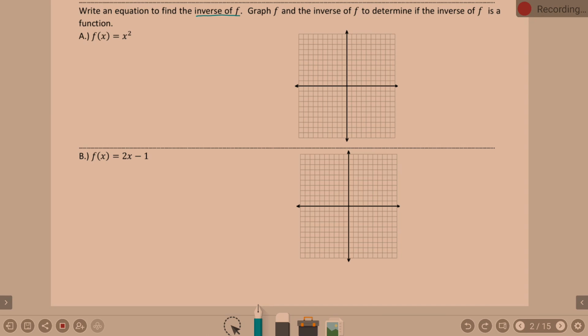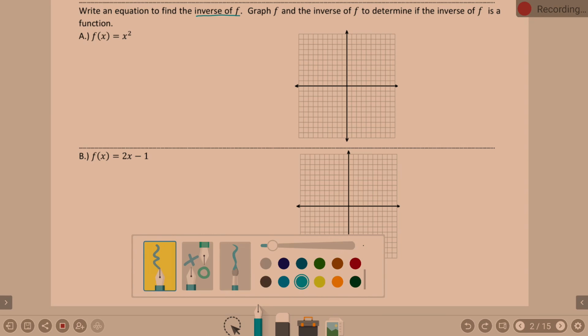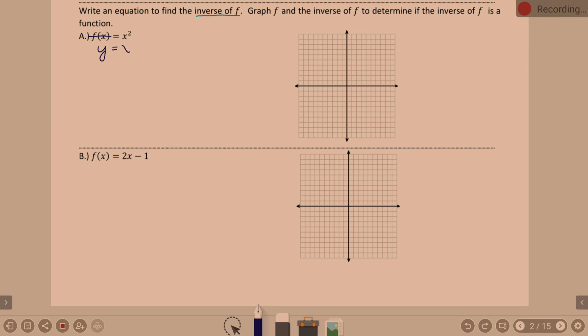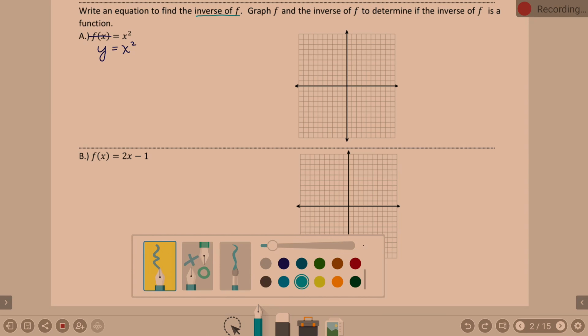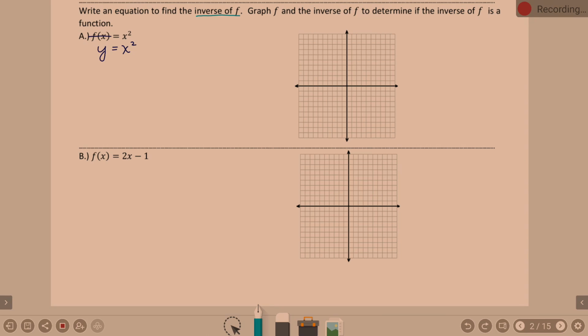Well, they threw in f of x at us. What do you guys know about f of x, though? It's y, isn't it? Okay, so first thing I would do is forget this f of x stuff. Just think of this as y equals x squared. Anytime you see an f of x, you can just get it out of there, think y. Now we have the equation y equals x squared. How do we find the inverse? The first piece of information said to what?